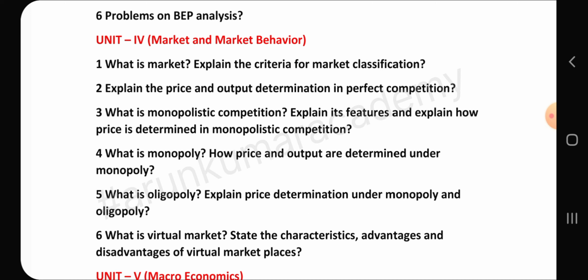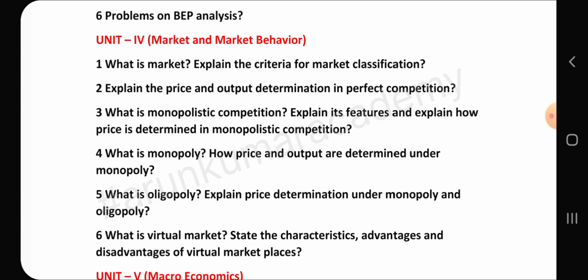Unit 4, market and market behavior. So here these are the important questions, like what is market? Explain the criteria for market classification. Then explain the price and output determination in perfect competition. Then what is monopolistic competition? Explain its features and explain how price is determined in monopolistic competition.